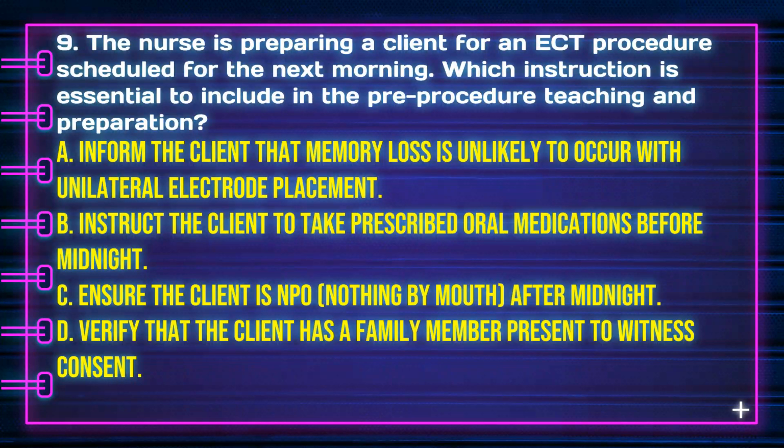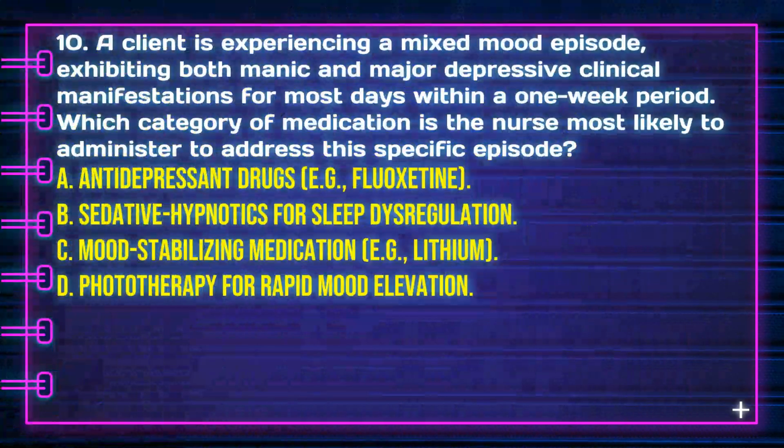Of course, the answer here is letter C. Pre-procedure electroconvulsive therapy preparation requires ensuring that the client is NPO after midnight prior to the procedure. The nurse must also obtain written consent and conduct a memory assessment. And the client should be instructed that memory loss may occur for a short time before and after treatments, even with unilateral placement, which only assists with decreased memory loss but may be less effective. 9. Charlie.